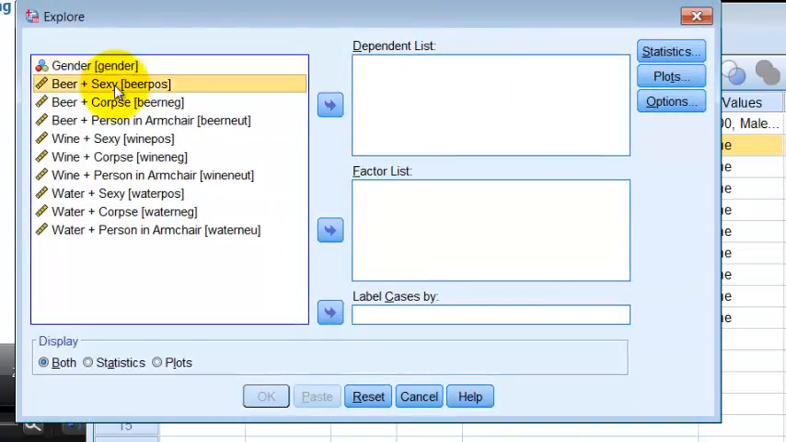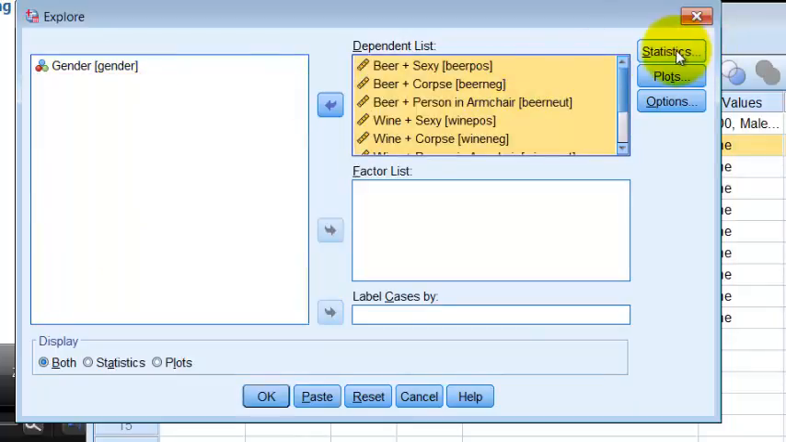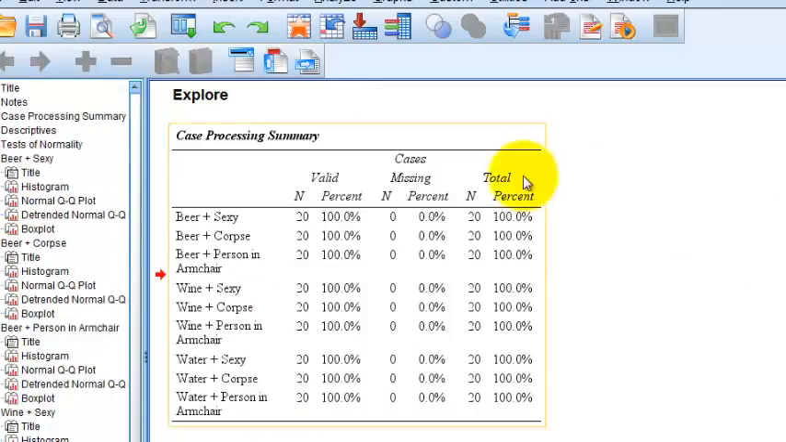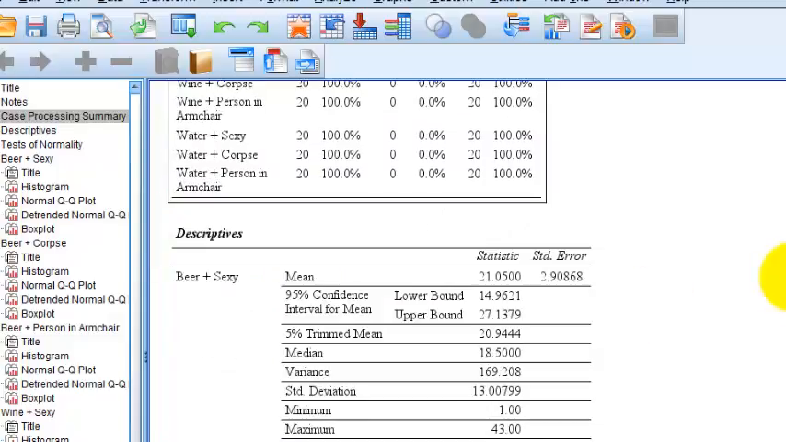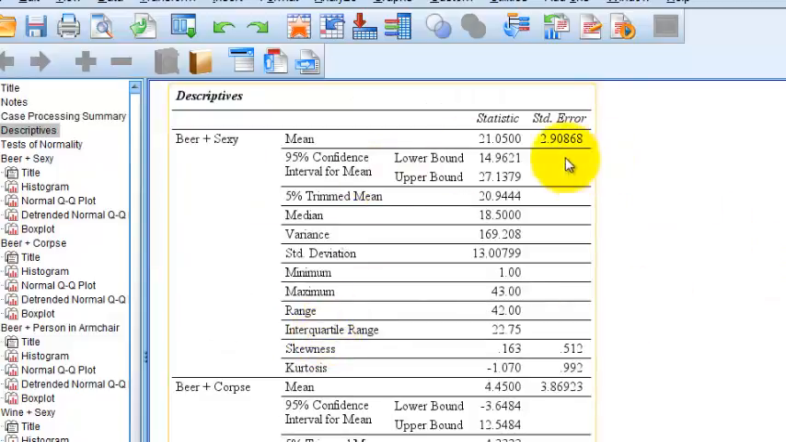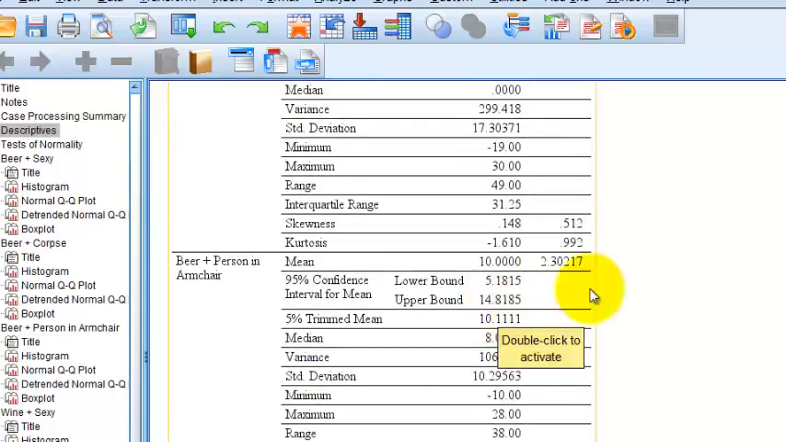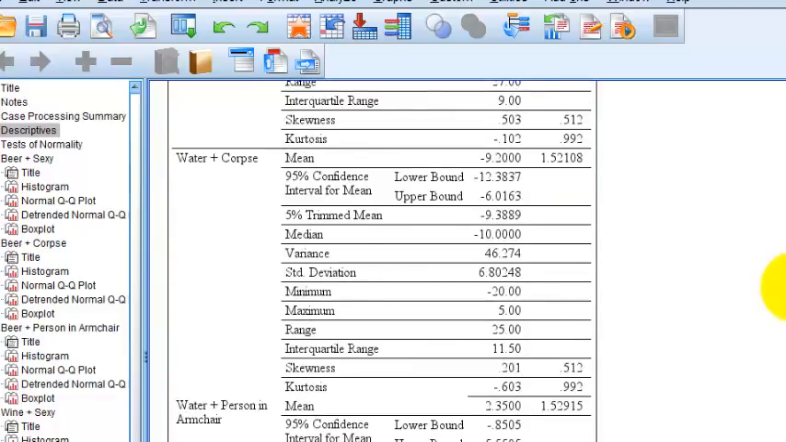And so everything that's not a categorical variable. And we want the descriptives, and we want the histograms and the normality test. Click OK. First box, it tells you how many are in each of the DVs, right? How many beer and sexies, how many beer and corpses, 20 all the way down. That's good. Descriptives of each group. So you got a 21. You got a 4. Oh yeah, there's going to be significant differences all over the place here.